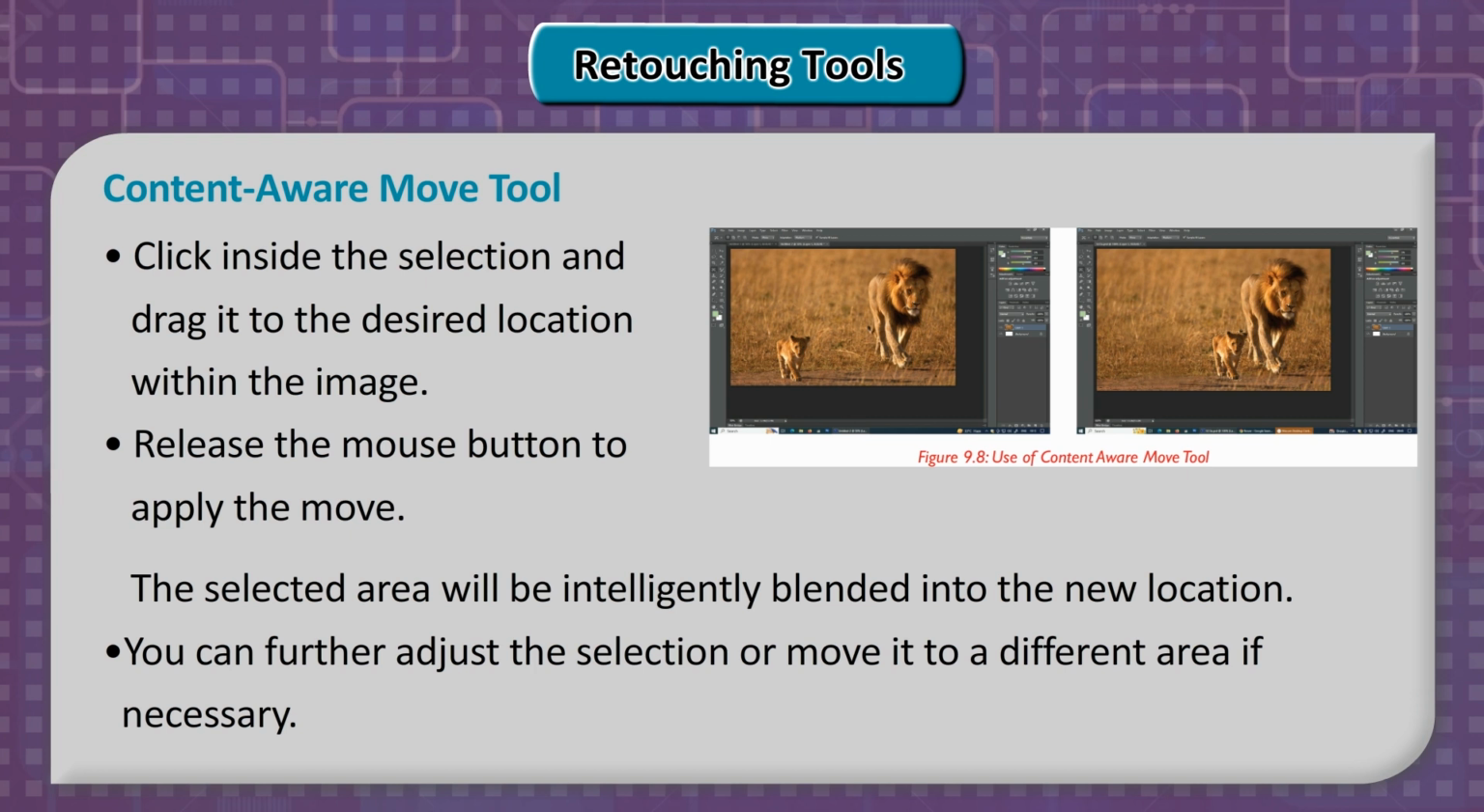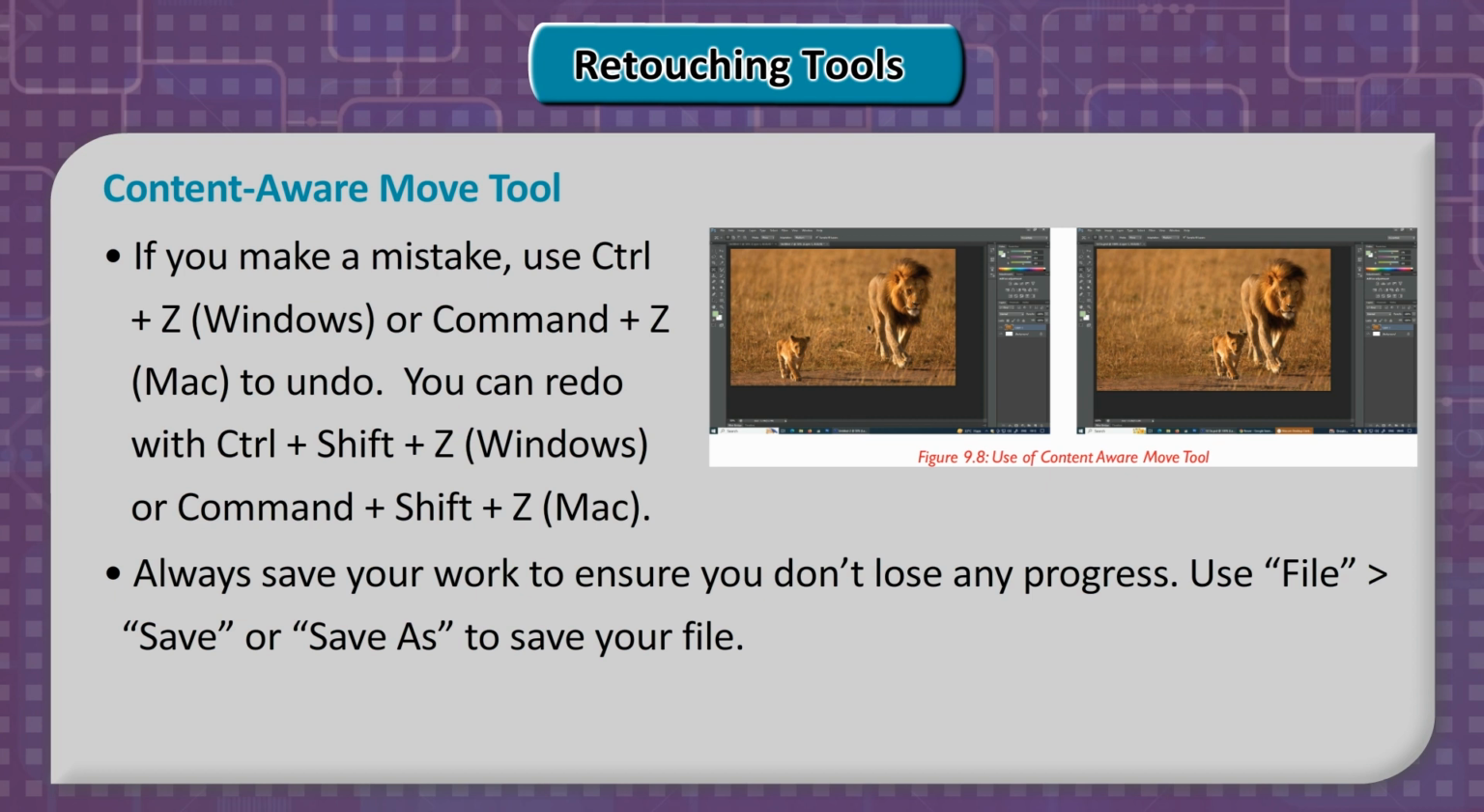Release the mouse button to apply the move. The selected area will be intelligently blended into the new location. You can further adjust the selection or move it to a different area if necessary. If you make a mistake, use Ctrl+Z (Windows) or Command+Z (Mac) to undo. You can redo with Ctrl+Shift+Z (Windows) or Command+Shift+Z (Mac).